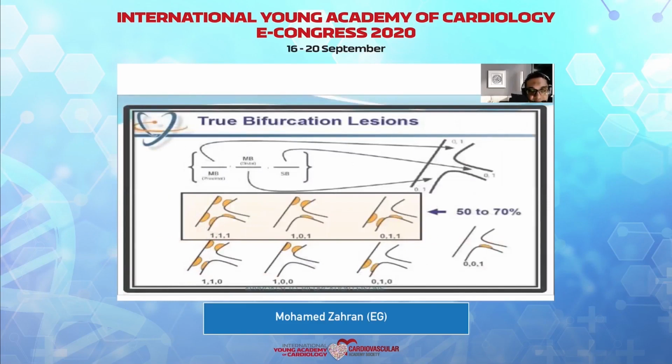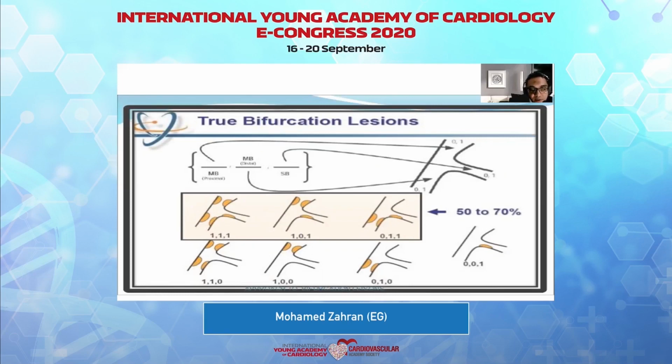The Medina classification gives us 7 options, where the first digit describes the mother vessel, the second digit describes the mother branch, and the third digit describes the side branch. So we get a 111 if the atheroma is involving all of them, and we get a 0 if the atheroma is not involving, so we get a 101 in the second image and a 011 in the third image.